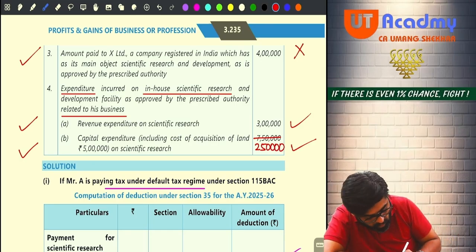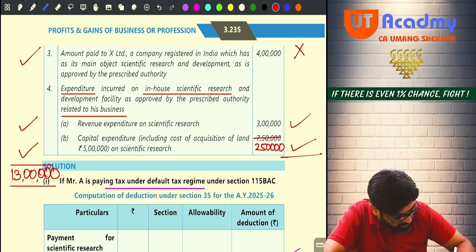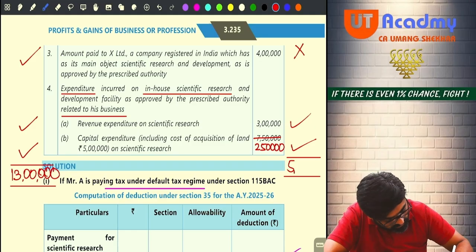Meaning that if you don't follow 115BAC, your deduction will be 13 lakhs. And if you follow 115BAC, your total deduction will be only 3 lakh plus 2 lakh 50, that is 5 lakh 50.